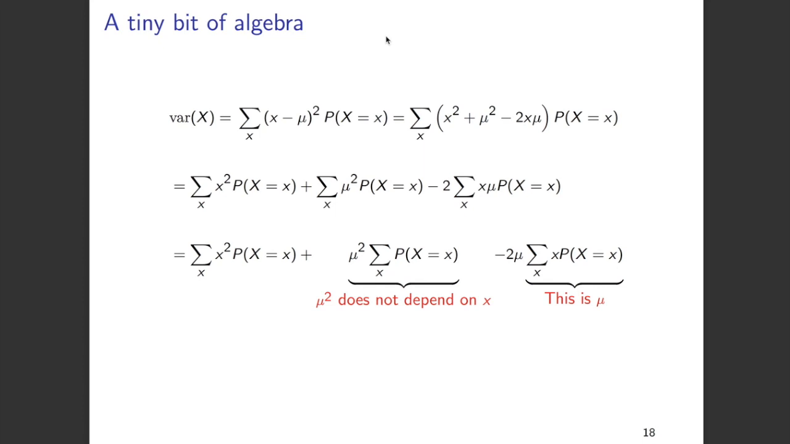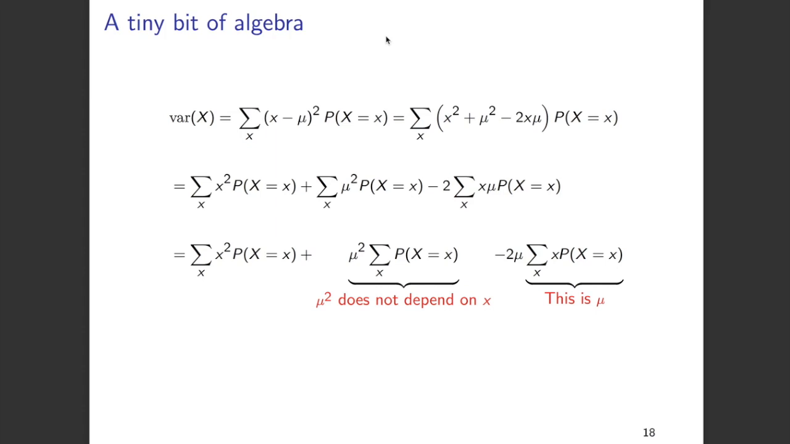Now for the second term, what we can see is mu squared is nothing but a constant. It's expectation of X. And as I just mentioned in the previous slide, expectation of X is just a constant. So mu can just come out of the summation. Now what we have in the summation is we are summing over probability of X equal to x for all values of x. So this summation is going to evaluate to 1.